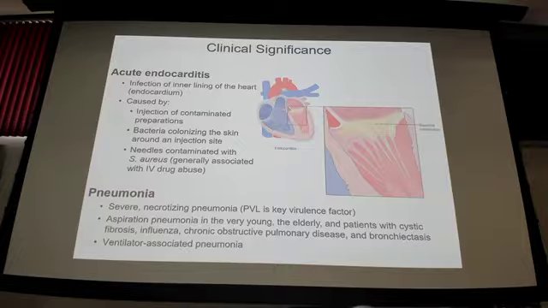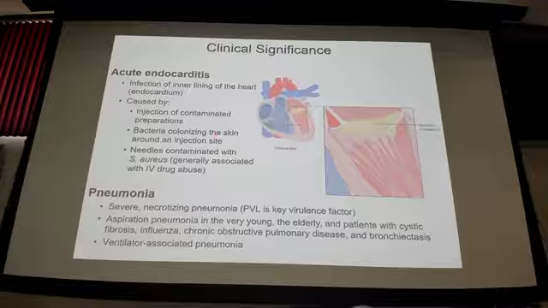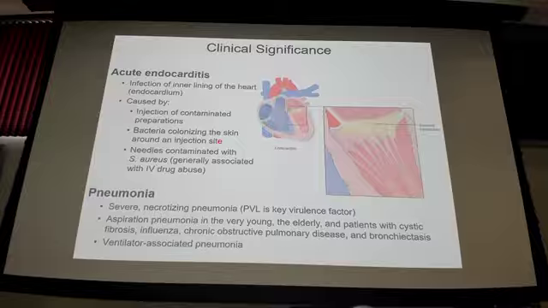Acute endocarditis. This is an infection of the inner lining of the heart, the endocardium. Again, not something you would normally see with healthy people, but in all of these causes of acute endocarditis, they're associated with somehow a contamination event. With these examples all involving needles.